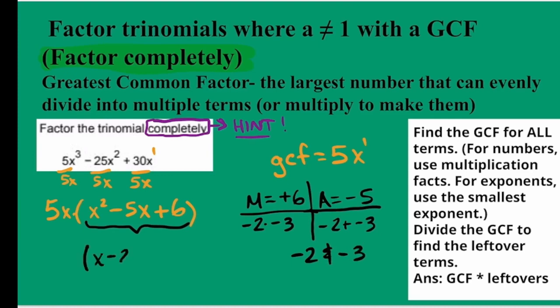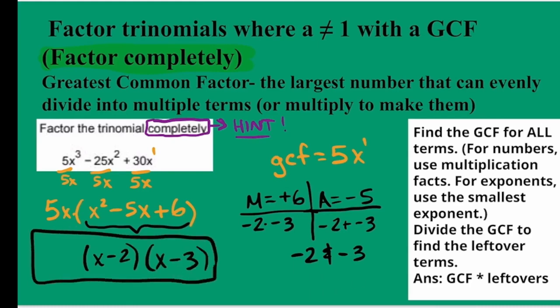So we have x minus 2 times x minus 3 is part of your answer. And do not forget that 5x, which is a GCF, has to be left in your answer. That's how you factor trinomials with a common factor and factoring completely.